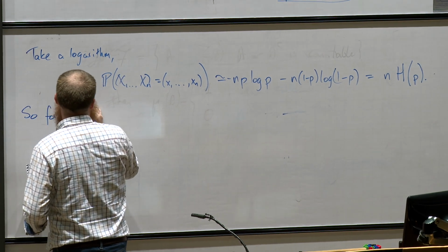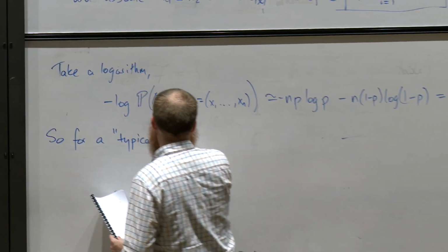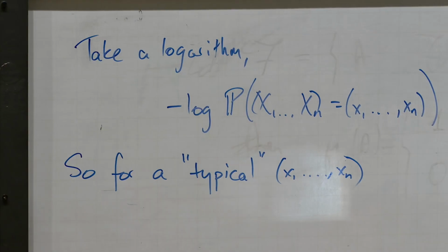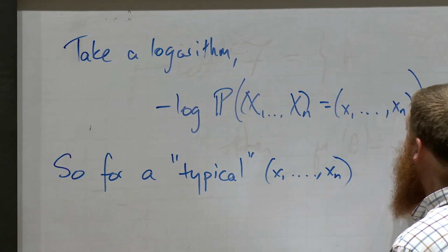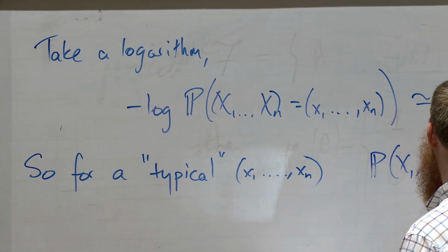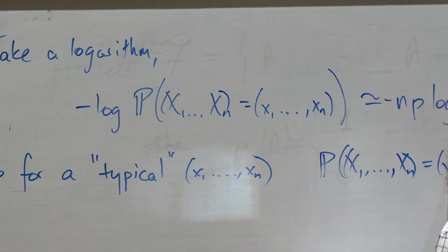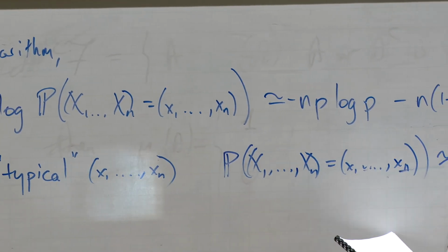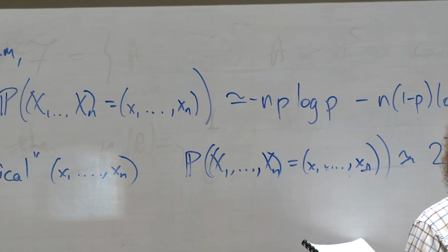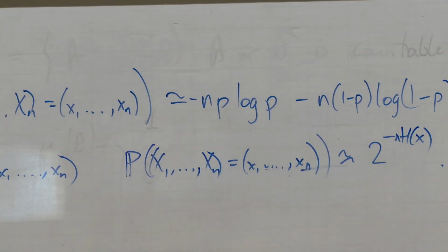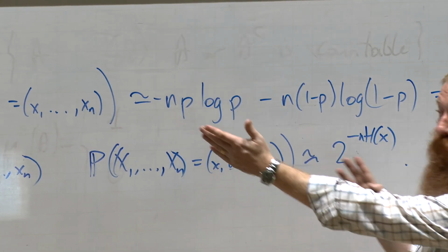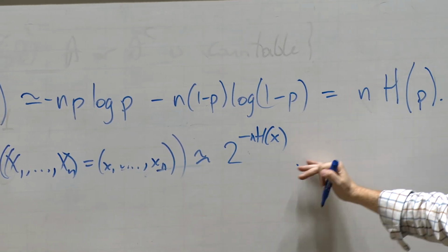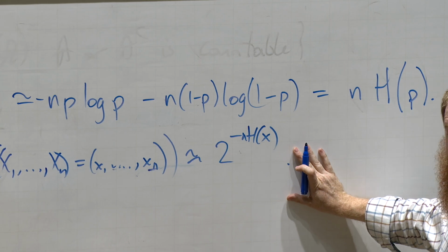So for a typical x1 through to xn, well, I haven't said what typical means, we should have that the probability that X1 through to Xn equals x1 through to xn should be something like 2 to the power of minus n h(X). Okay, the entropy of my individual object X, which is the same as h(p). What we're going to do is try and make sense of this and make it a little bit more rigorous in what comes next.